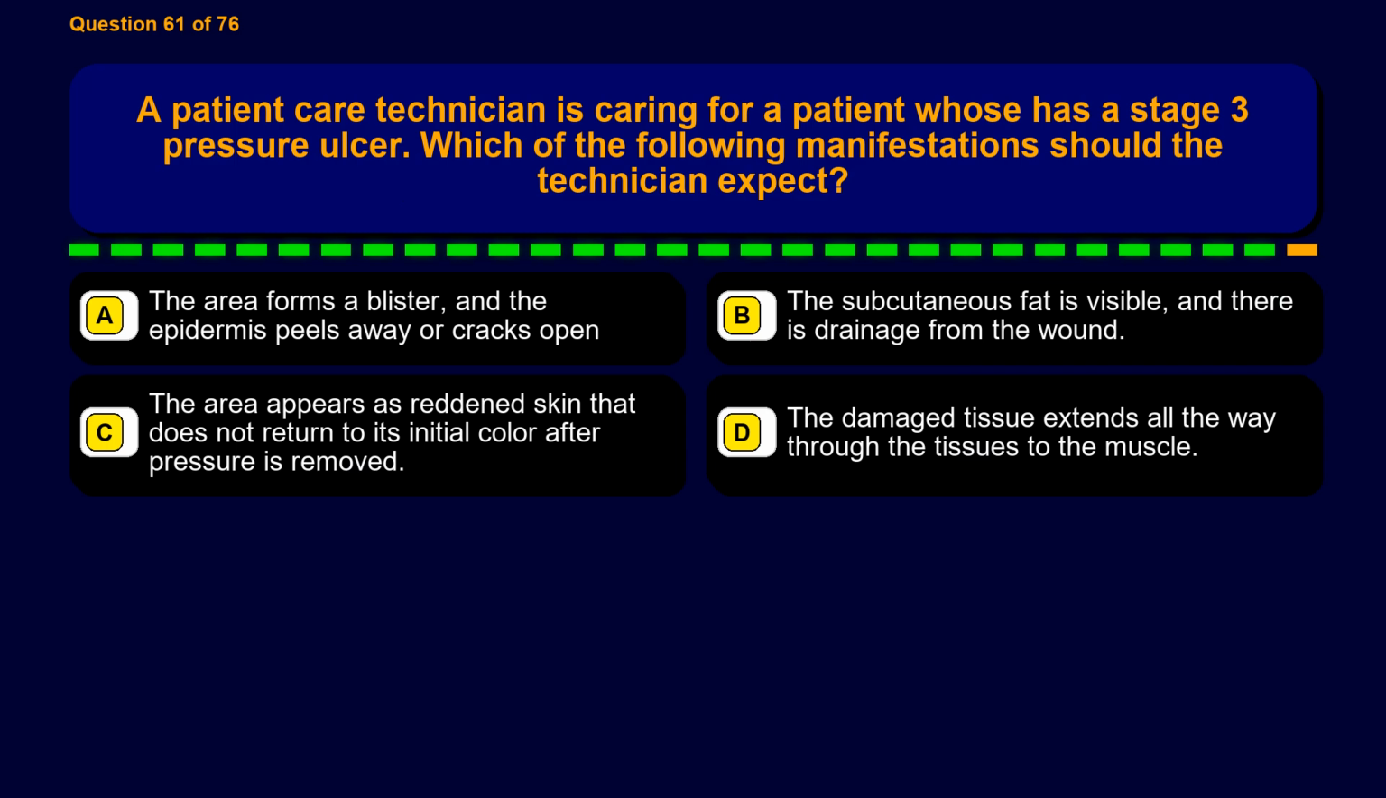Question 61. A patient care technician is caring for a patient who has a stage 3 pressure ulcer. Which of the following manifestations should the technician expect? Option A, the area forms a blister, and the epidermis peels away or cracks open. Option B, the subcutaneous fat is visible, and there is drainage from the wound. Option C, the area appears as reddened skin that does not return to its initial color after pressure is removed. Option D, the damaged tissue extends all the way through the tissues to the muscle.